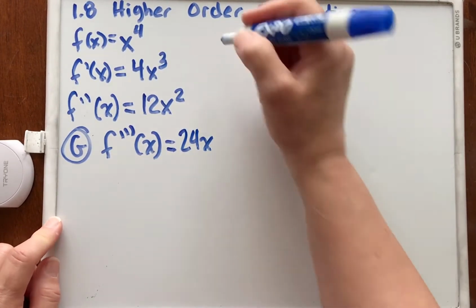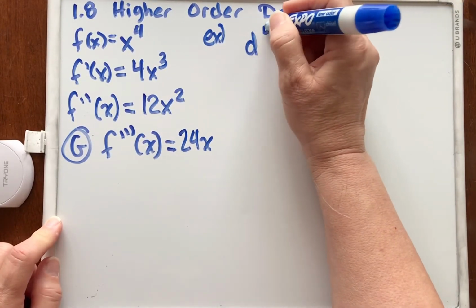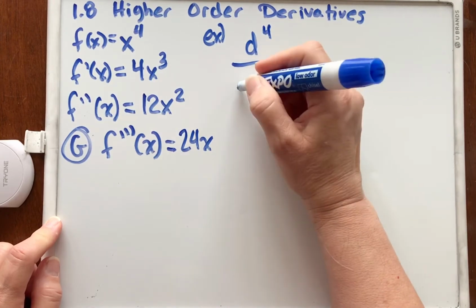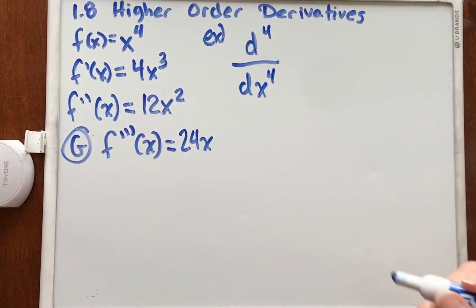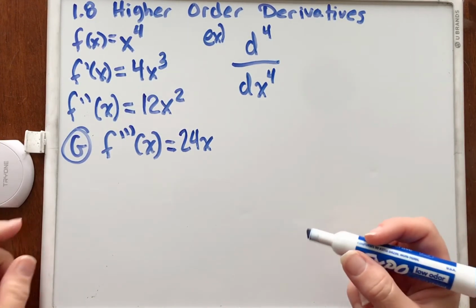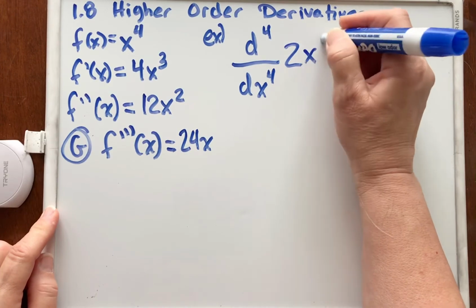All right, now we're going to look at a problem that's written a little bit differently. And this says d4 dx to the fourth. And all this means is we're going to take the derivative 4 times, okay? And we're going to take it for 2x to the fifth.